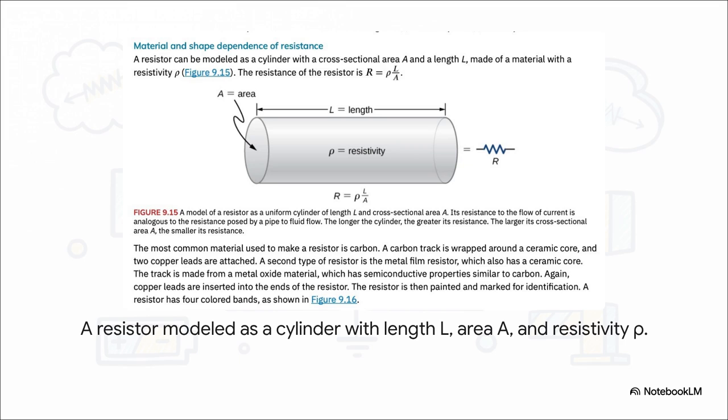And this just makes perfect physical sense, right? If you make the wire longer, the electrons have to travel farther and bounce into more things, so resistance goes up. If you make the wire thicker, increase its area, you're basically opening up more lanes on the highway for the electrons, so the resistance goes down.